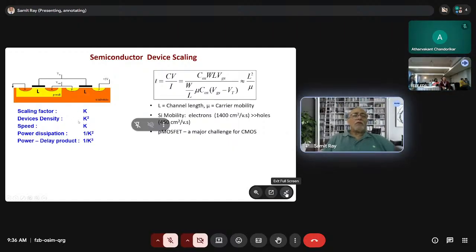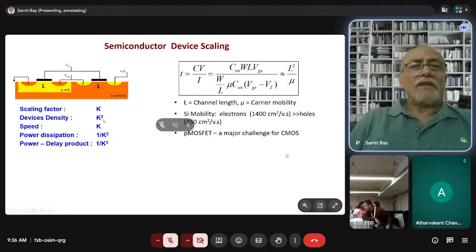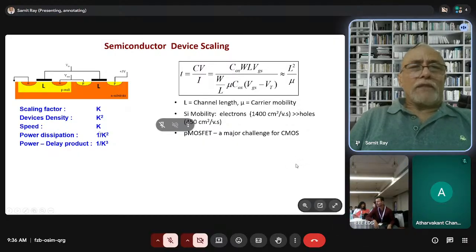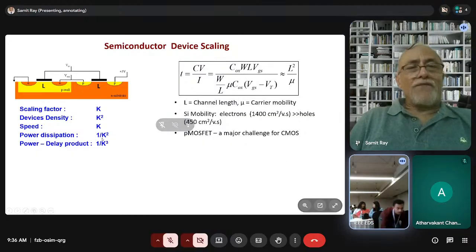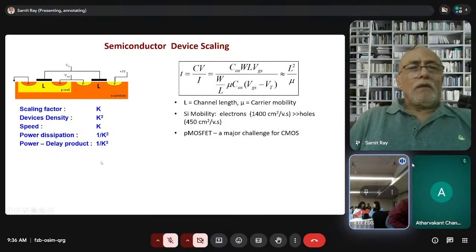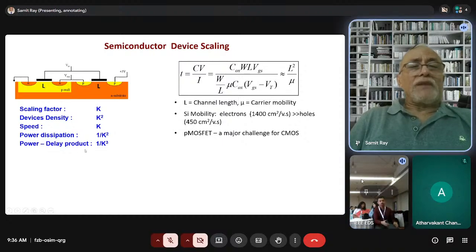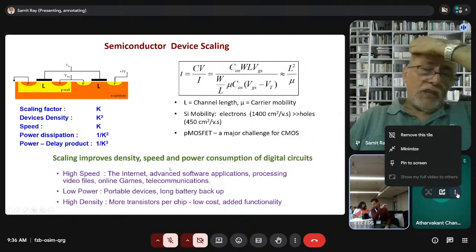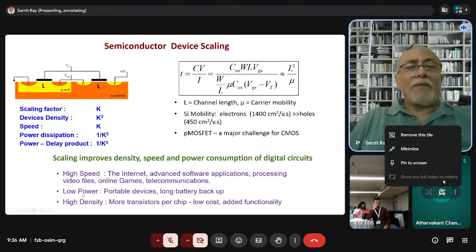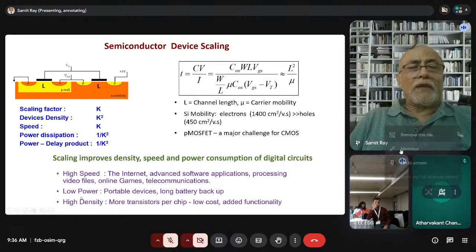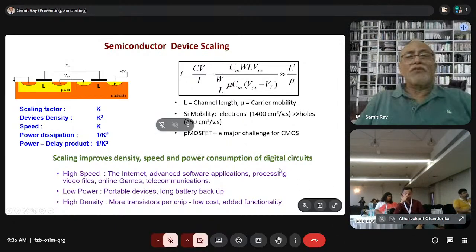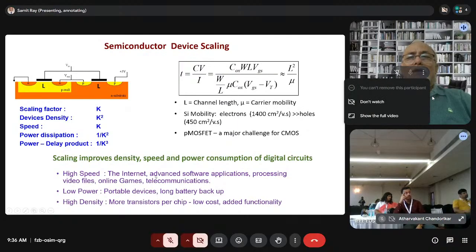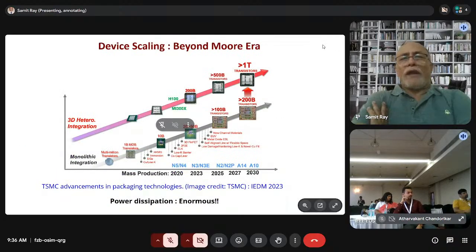Density increases by k square. Speed increases by k. On the other hand, power dissipation comes down by a factor of 1 by k square. The main figure of merit, the power delay product, improves by 1 by k cube. As you see, there are lots of advantages. We get high-speed computers, low-power computers, and high-density circuits or memory circuits. Now the question is, where are we now?